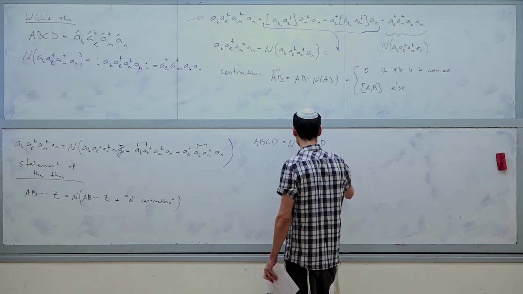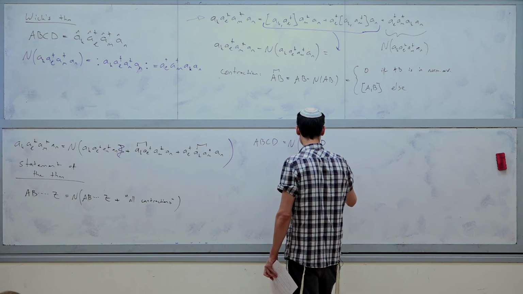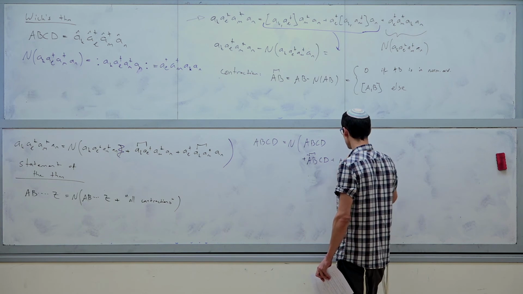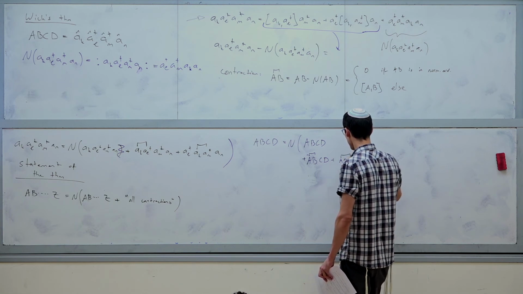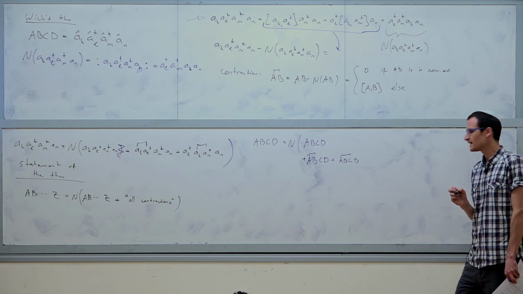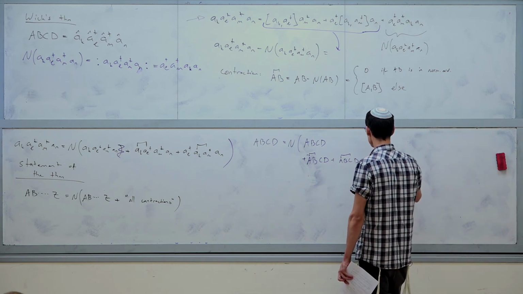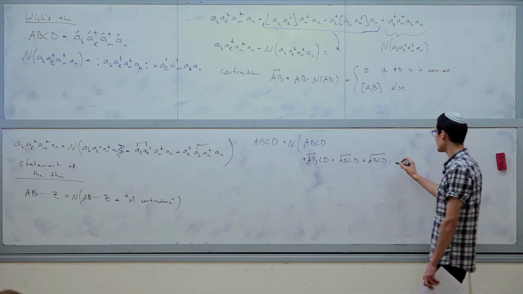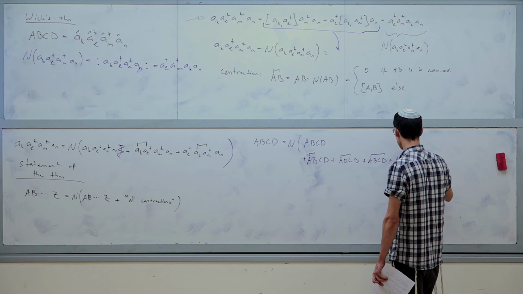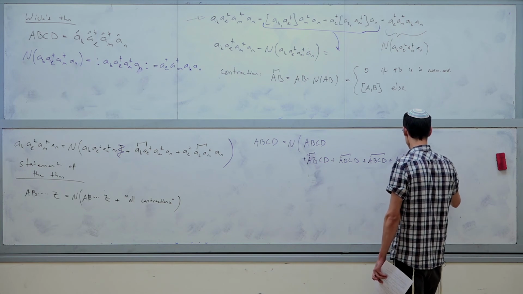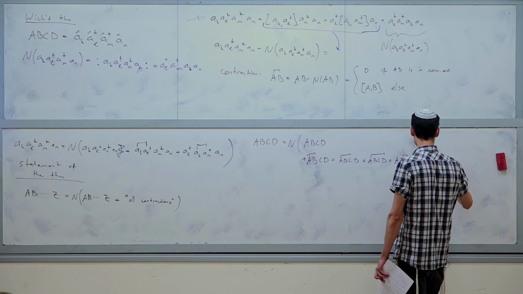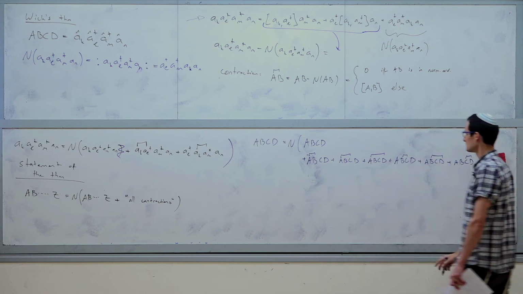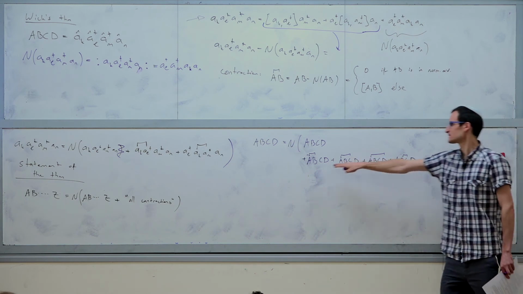First option, I can contract A with B and leave C and D untouched. Second option, I can contract A with C and leave B and D untouched. I can also contract A with D. Okay, that's all the A's. Now I contract B with C. I can contract B with D. And I can contract C with D. So that's all of the single contractions.